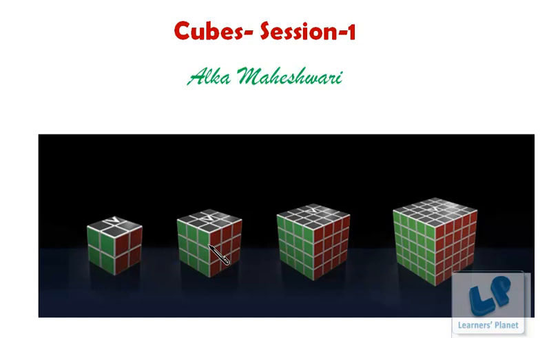You can assume the smaller cube sides to be 1 centimeter by 1 centimeter by 1 centimeter. So in all, the total size of this cube is 3 centimeter by 3 centimeter by 3 centimeter. Each smaller cube will have the volume of 1 cubic centimeter, and the entire bigger cube will have the volume of 27 cubic centimeter. That is 3 into 3 into 3.